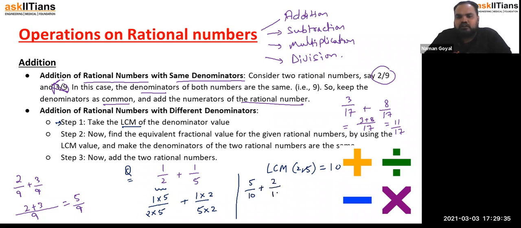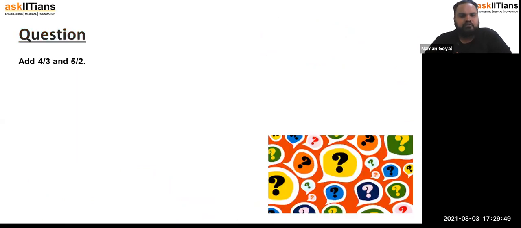Now the denominator becomes the same. And if the denominator is the same, now you can just add the numerators. Okay, so the answer of this particular question is 7 by 10. Are you getting my point? Now add the two rational numbers. We are going to do so many questions, right?